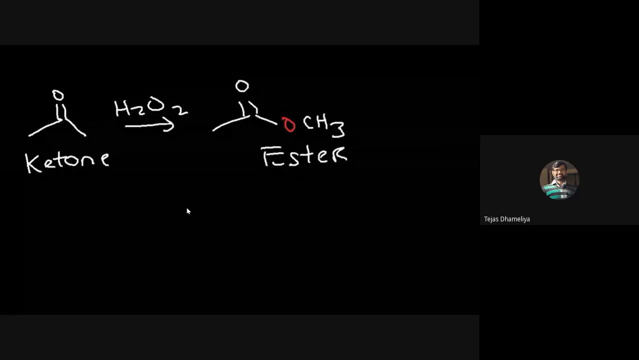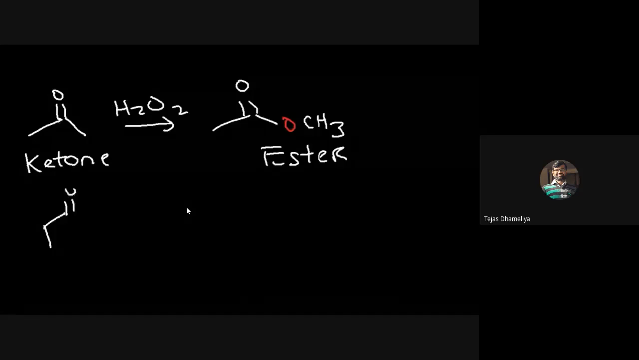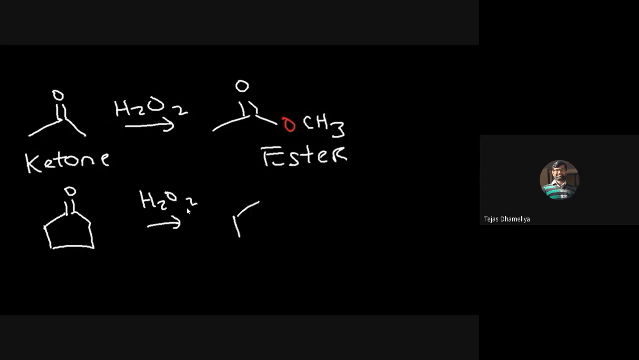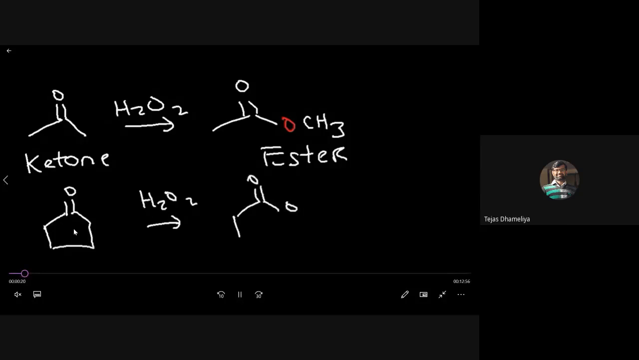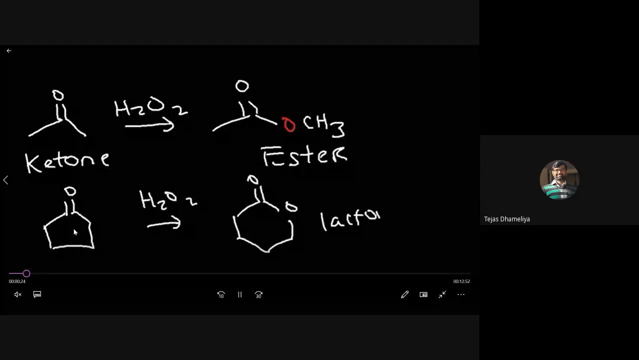On one hand, we have a ketone. In the presence of hydrogen peroxide, such as this ketone over here, that is cyclopentanone, it is converted into a lactone, a 6-member cyclic compound. Along with that, there will be formation of water.